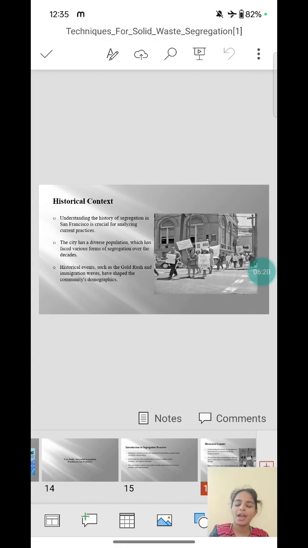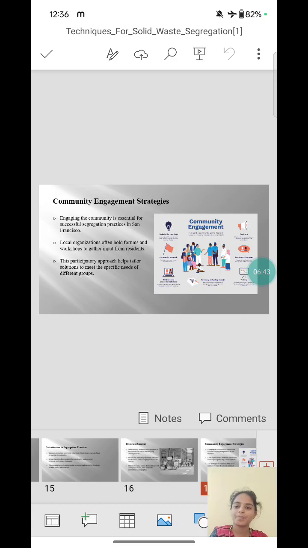Historical context. Understanding the history of segregation in San Francisco is crucial for analyzing current practices. The city has a diverse population which has faced various forms of segregation over the decades. Historical events such as the Gold Rush and immigration waves have shaped the community demographics.